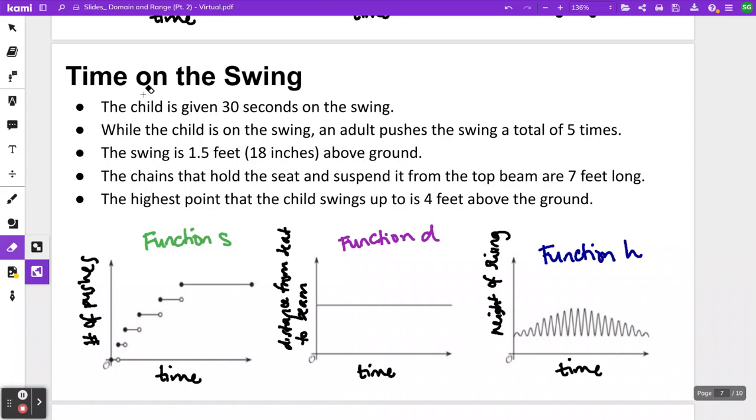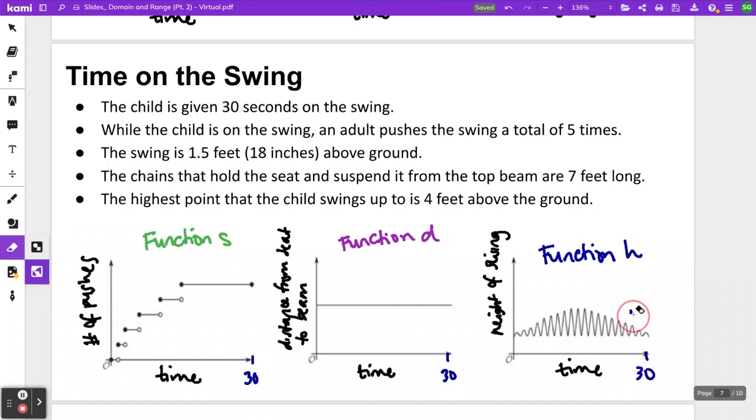For example, the first one tells me the child is given 30 seconds on the swing. That tells me when I go and look at my x-axis on all 3 of these graphs, since all 3 of them are talking about time, that the graph ends at 30 seconds. So that means these final points for each of these are at the number 30. Whoops, not there. Right here.